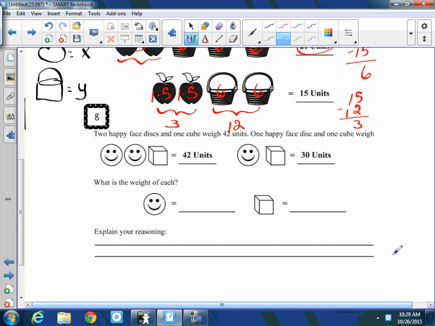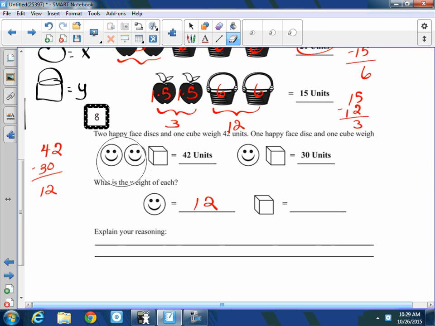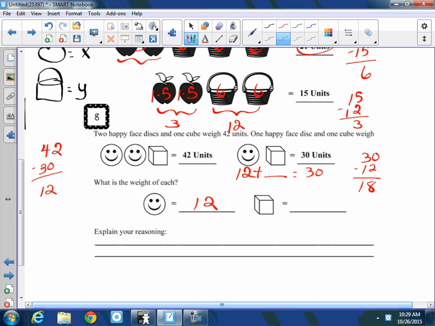So a happy face on a cube is 30, which means one happy face is 42 minus 30. That would be 12. Okay? So now I can go back and figure out the cube. Now it's a lot easier to figure out the cube over here. If the happy face is 12 and both of them together are 30, then you just say 30 minus 12. I believe that's 18. So now you have that your cube is 18.